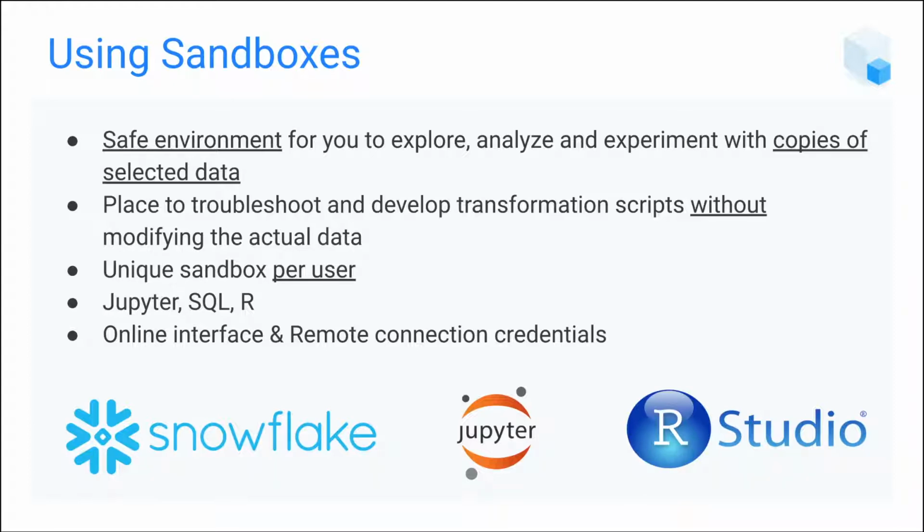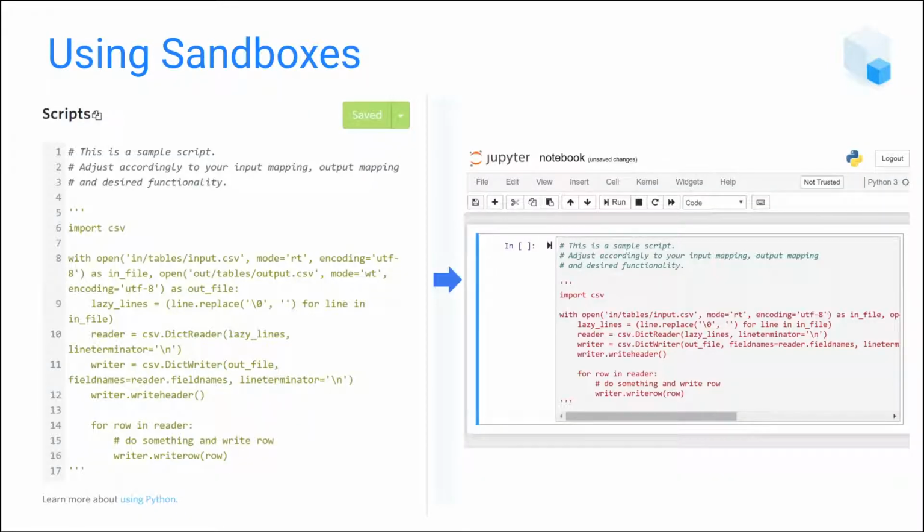Each user has a unique sandbox per project, per backend, and we use Jupyter Notebooks for Python transformations, RStudio for R transformations, SnowSQL client for Snowflake transformations. All of these are hosted online and can be connected to remotely. If you create the sandbox from a transformation, the code that is already in the transformation will be copied over to the sandbox, but you might want to, for example, define your own template, which will also be loaded altogether with the code.